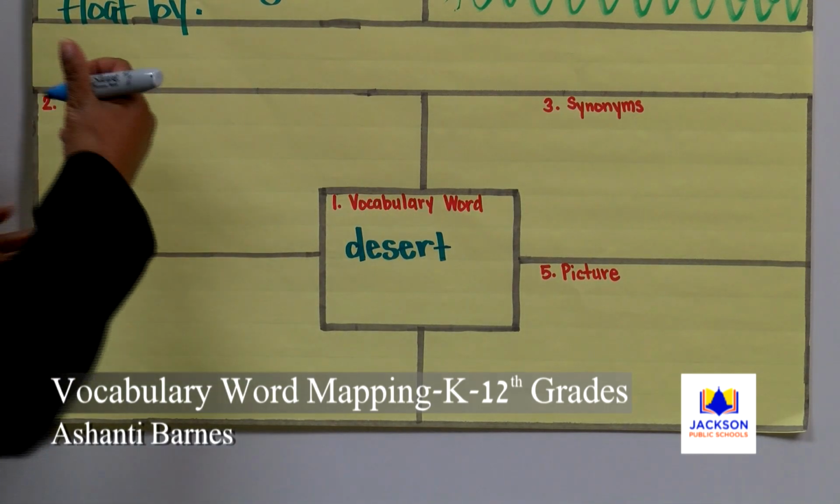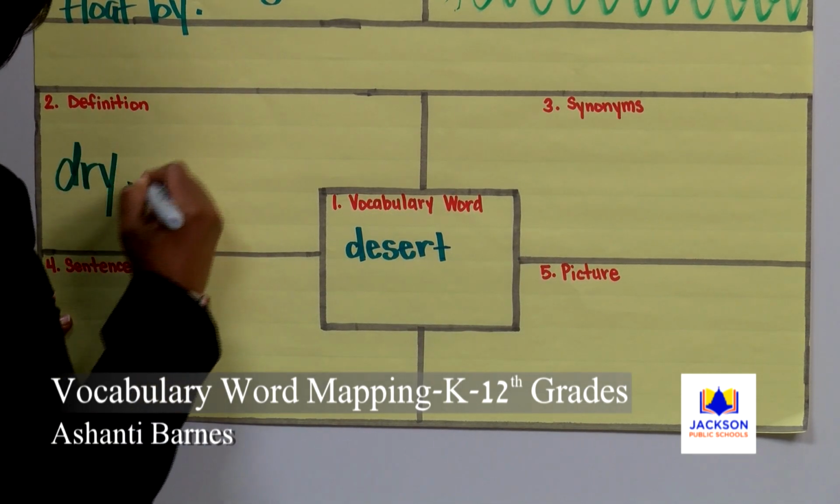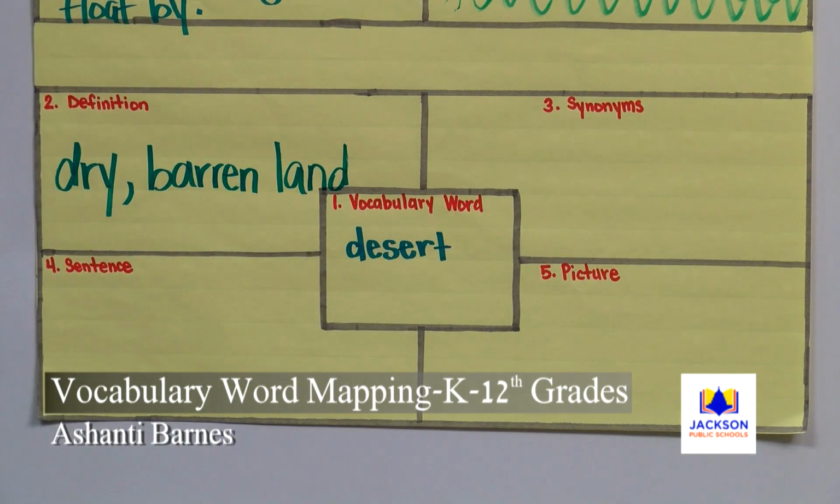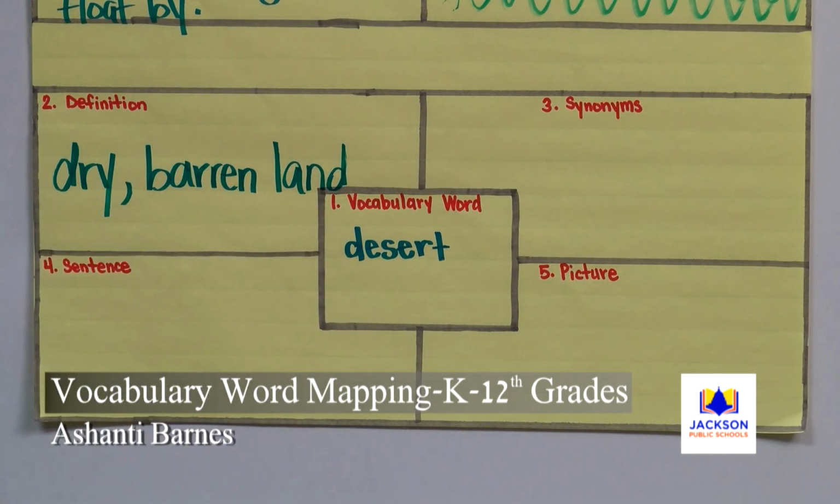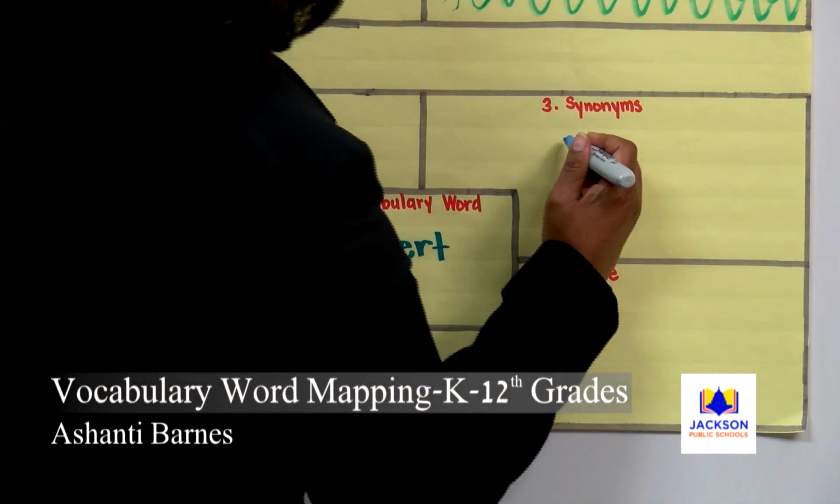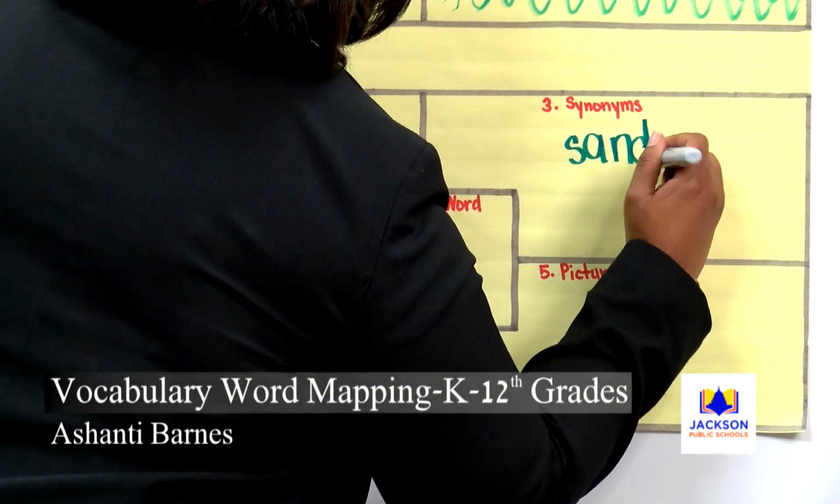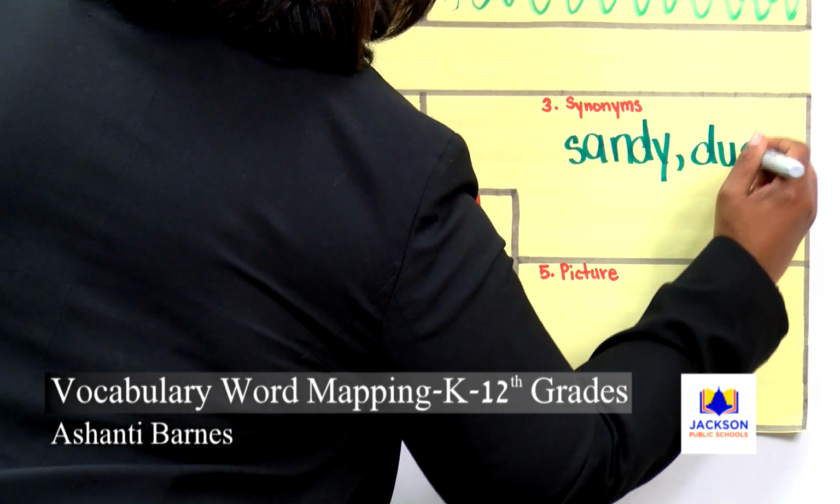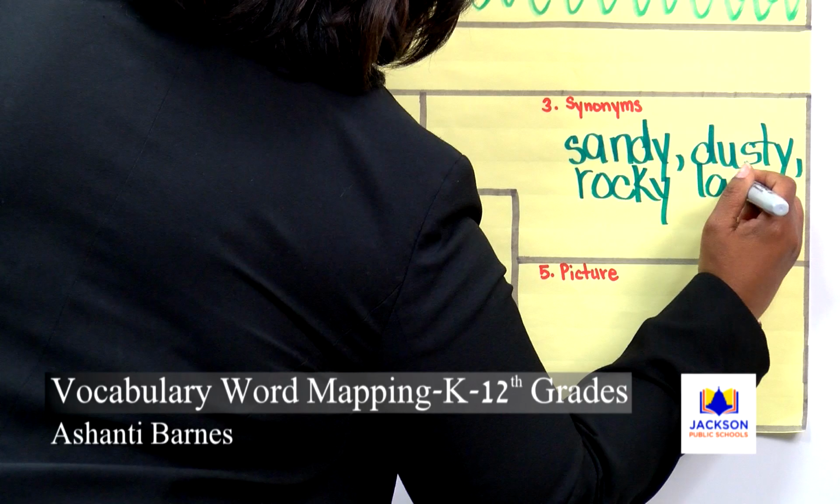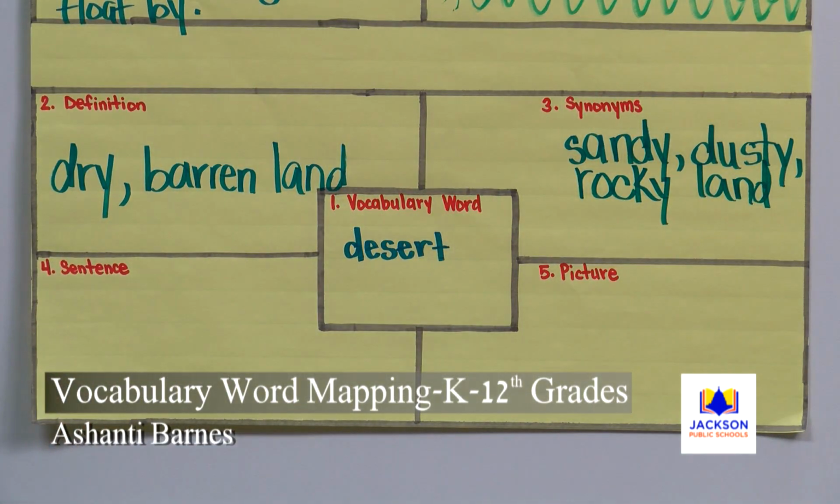And a desert is a dry, barren land. So now we have a definition for our vocabulary word. What's the next step? Absolutely. Now we must determine synonyms for our vocabulary word, which is desert. So what are some synonyms? Sandy, dusty, rocky lands. So when we think of a desert, we think of a place that is sandy, dusty, rocky, where very little vegetation grows.